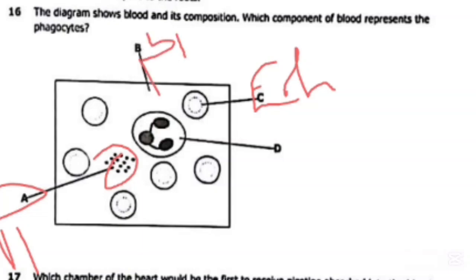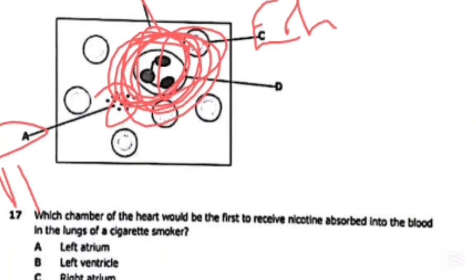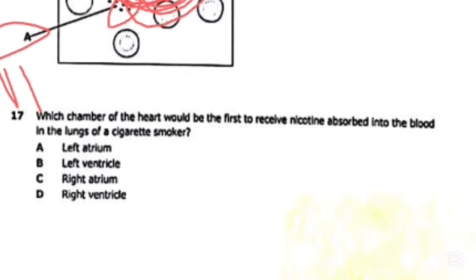Then finally, our D part with a lobed nucleus. So you can see this part as a lobed nucleus, and we say that the only cell with a lobed nucleus are the phagocytes because they eat and digest the bacteria. So that's why they have a lobed nucleus.